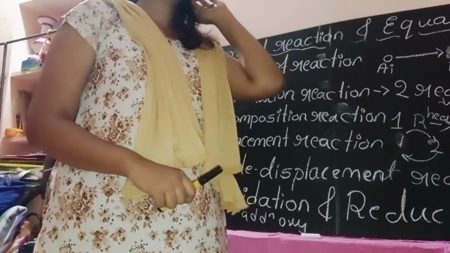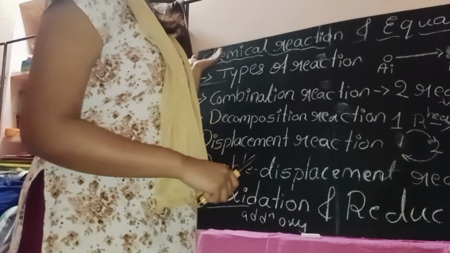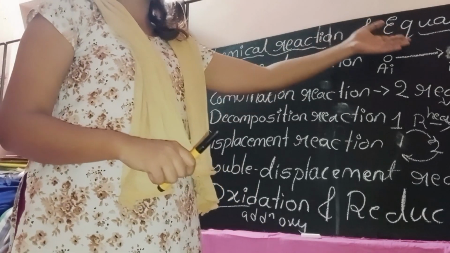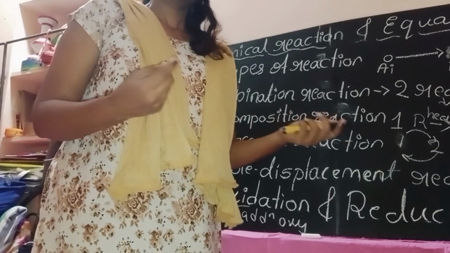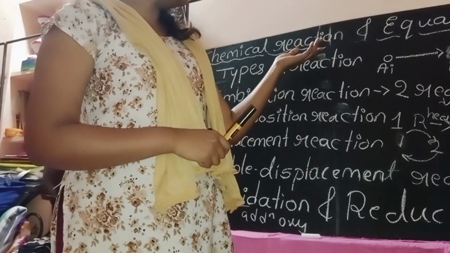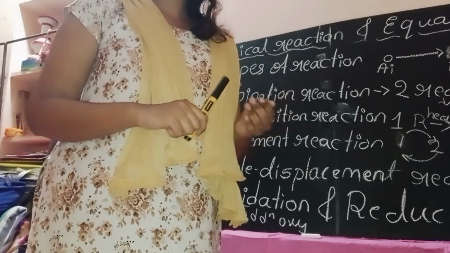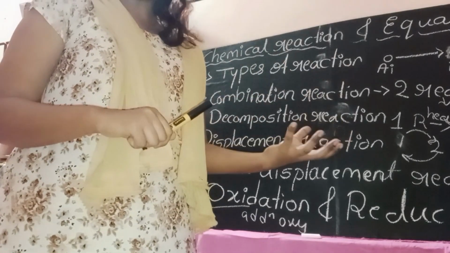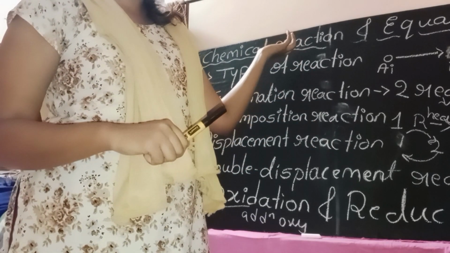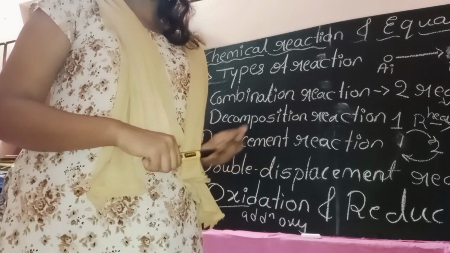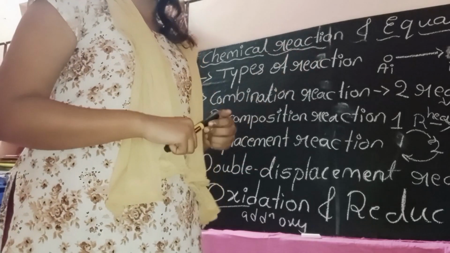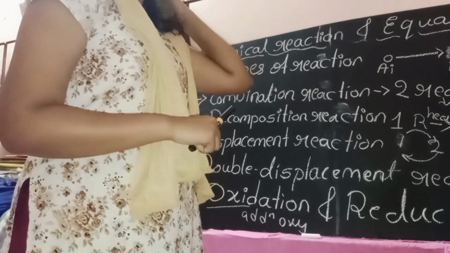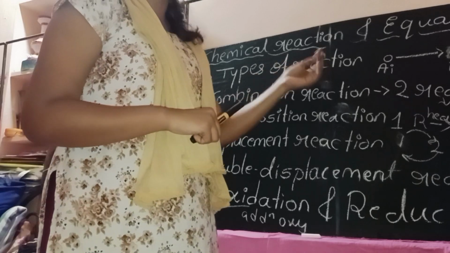So this is the fifth video which I am making on the topic chemical reaction and equation, which belongs to SSLC class of Karnataka board. Up to here we discussed the definition of a chemical reaction, an example of a chemical reaction, and how to balance a chemical reaction. In today's session, we are going to discuss the types of chemical reactions.